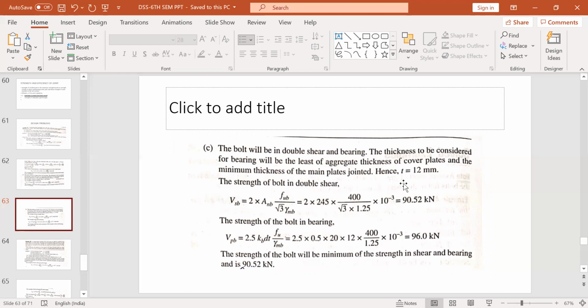While calculating the double shear and the single shear, if you make mistakes in considering the thickness, your entire calculation will be wrong. So please pay attention while considering the thickness. So put T as 12 mm and other things will remain same. So it is 96. What is the least value out of these two? So again, the minimum will be in shearing. So minimum shear strength of the bolt will be 90.52.